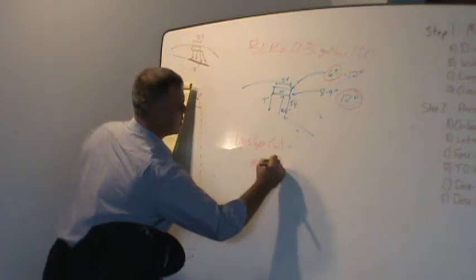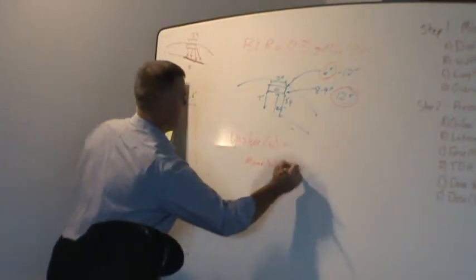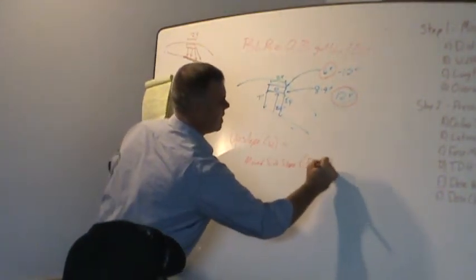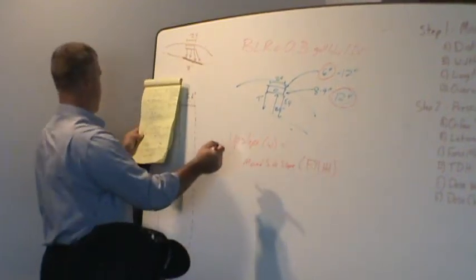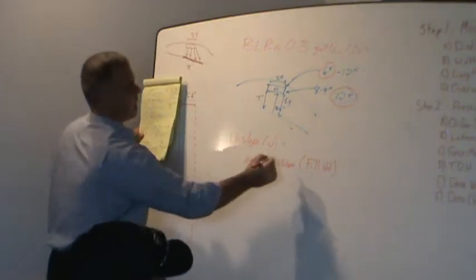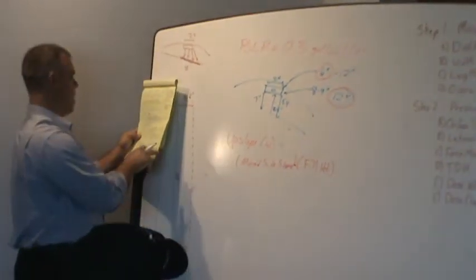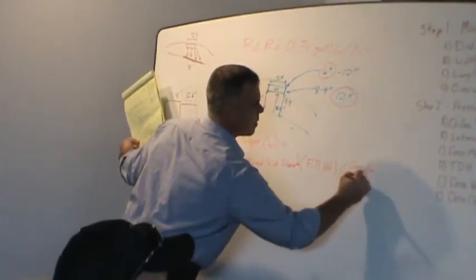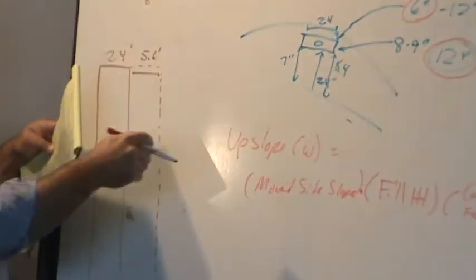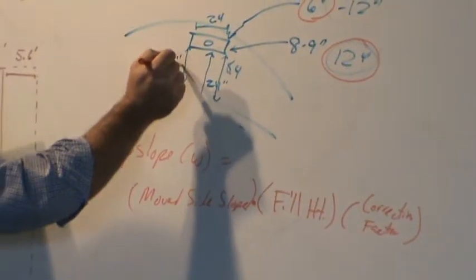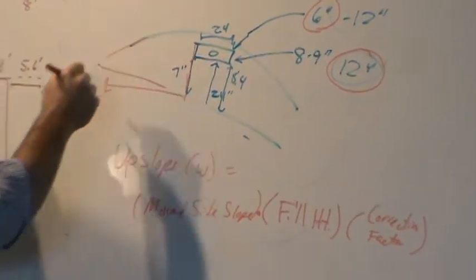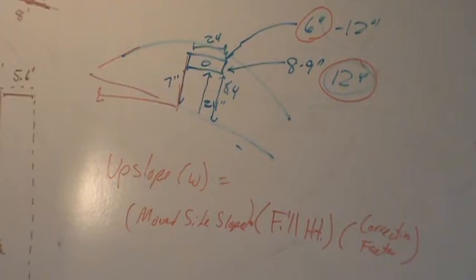Upslope width equals the mound side slope, plus the fill height, times a correction factor. I'll explain what all these are. So we're going to get the upslope width, that's this right here. The upslope width from here to the toe, from the distribution area to the toe on the upslope side. That's what we're trying to calculate there.